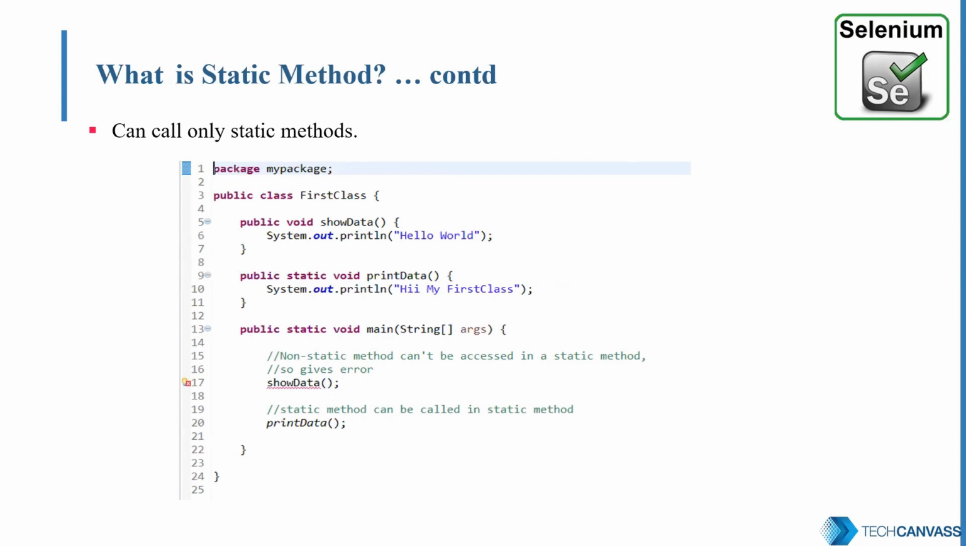In the image shown below, we have the static method called main. Here I have two other methods, showData and printData. showData is a non-static method, while printData is a static method. So in this main method, if I access printData, it has no problem because the printData method is a static method itself. But if I try to call the showData method, it gives an error because a non-static method cannot be accessed in a static method.